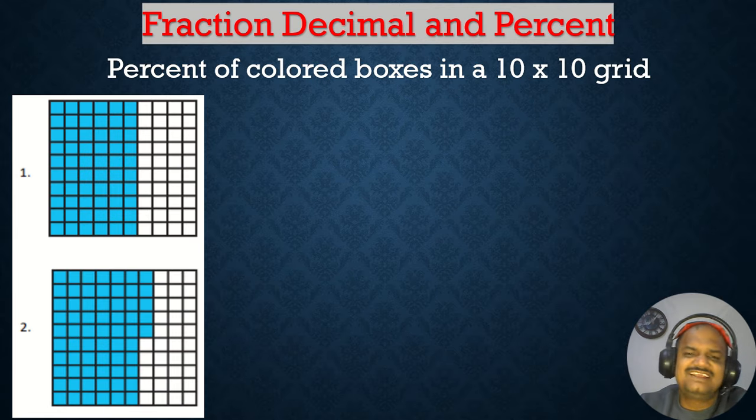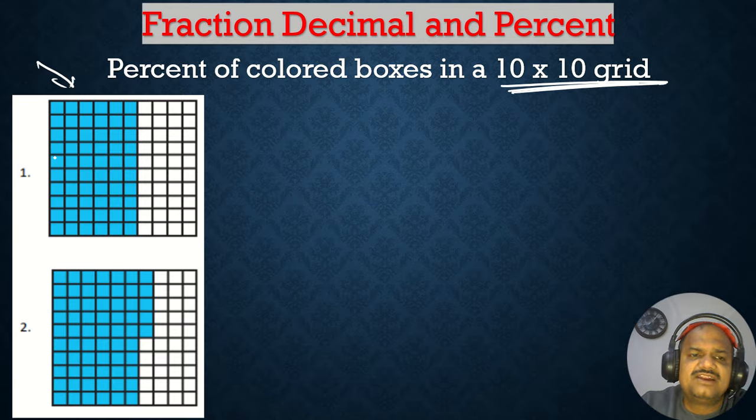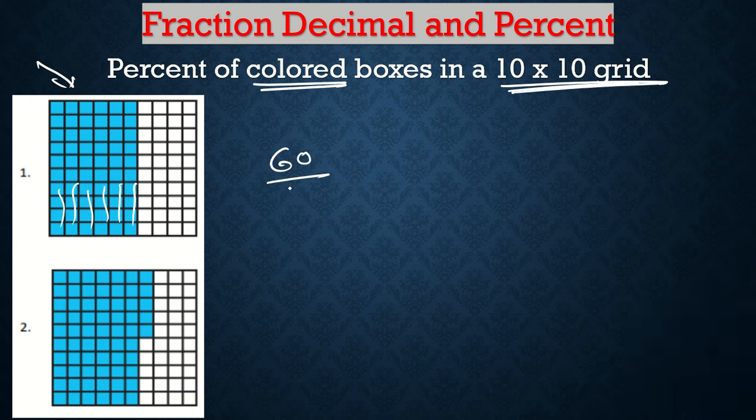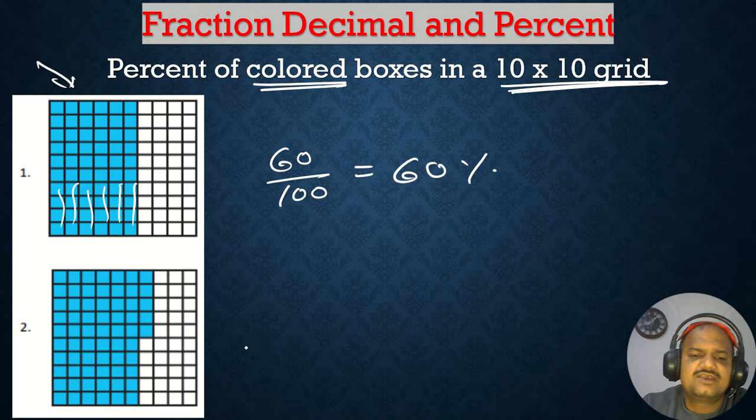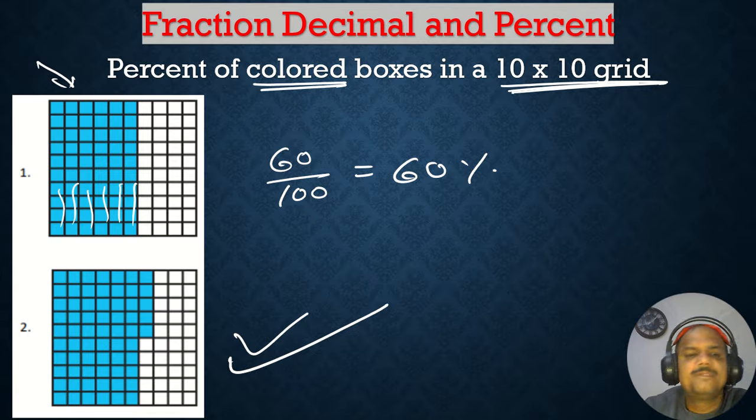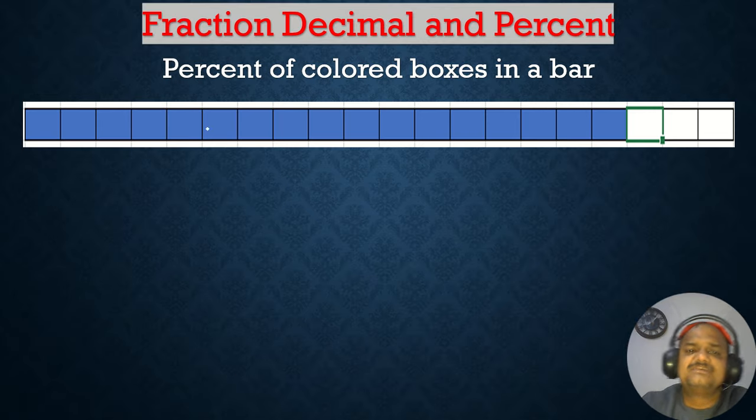Now, this question is very easy. A 10 by 10 grid means here you have a total of 100 boxes. And how many boxes are colored? Colored boxes, you see, it is very easy. 10, 20, 30, 40, 50, 60. So 60 boxes are colored out of 100. So it is 60%. Just do this question yourself. Now, this is an important question.